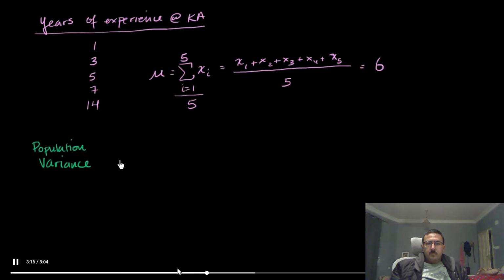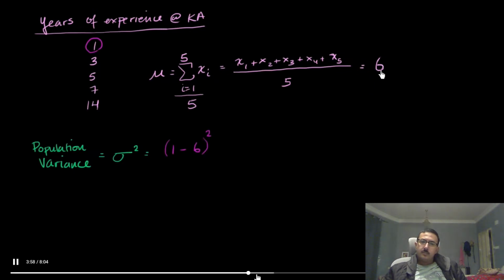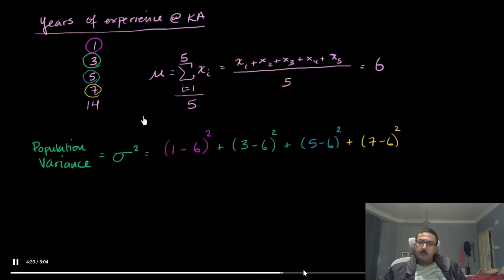The population variance, I am going to denote with the Greek letter sigma, lowercase sigma, this is capital sigma, lowercase sigma squared. And I'm going to say, well, I'm going to take the distance from each of these points to the mean, and just so I get a positive value, I'm going to square it. And then to that, I'm going to add the squared distance between 3 and my mean.